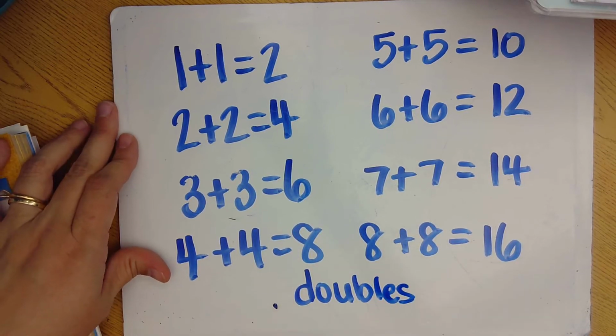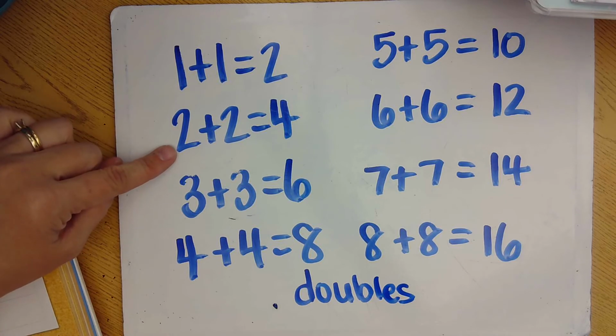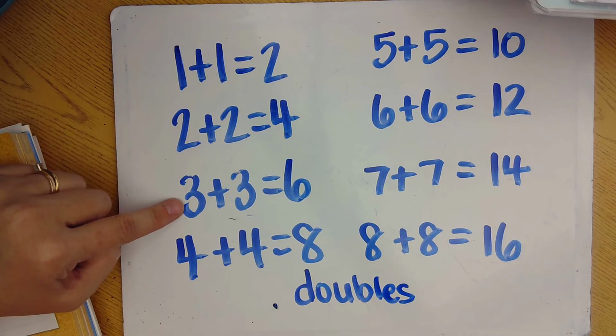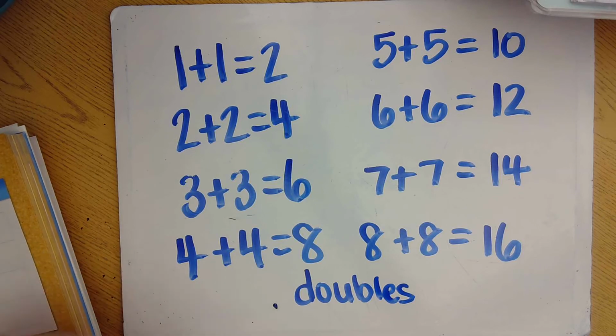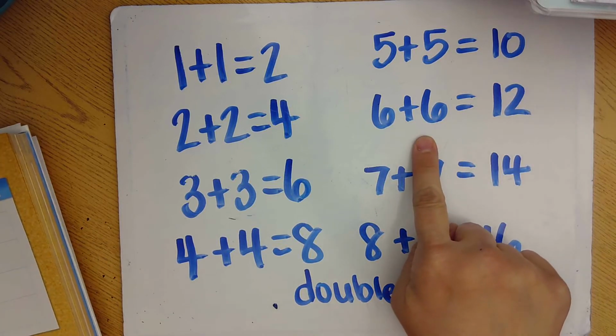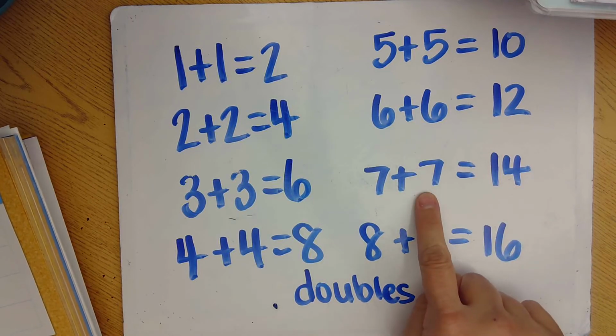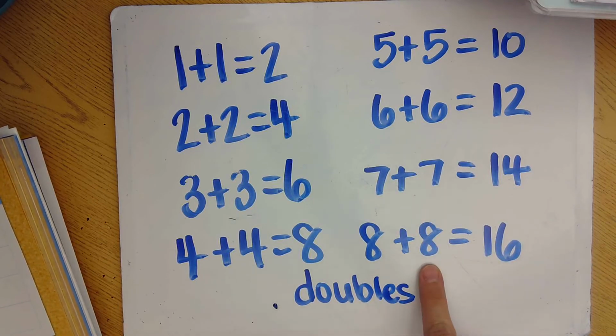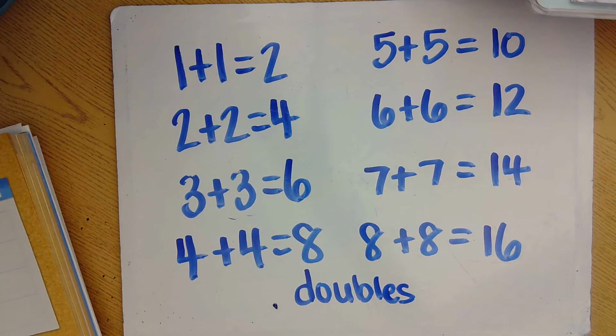doubles facts. 2 plus 2 equals 4. 3 plus 3 equals 6. 4 plus 4 equals 8. 5 plus 5 equals 10. 6 plus 6 equals 12. 7 plus 7 equals 14. 8 plus 8 equals 16.